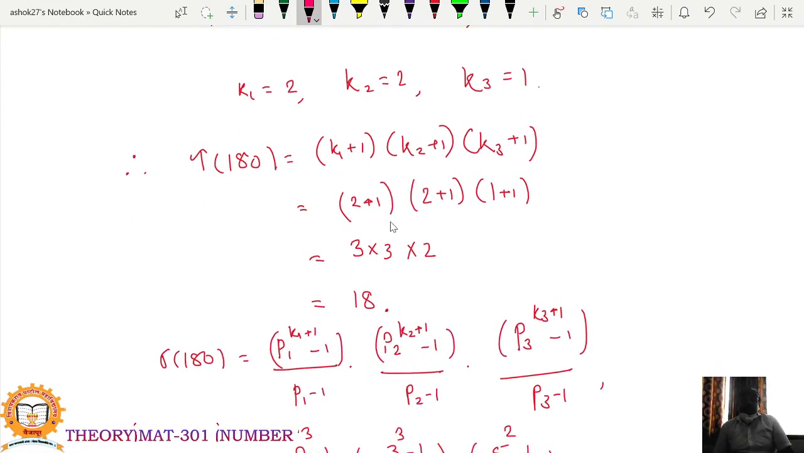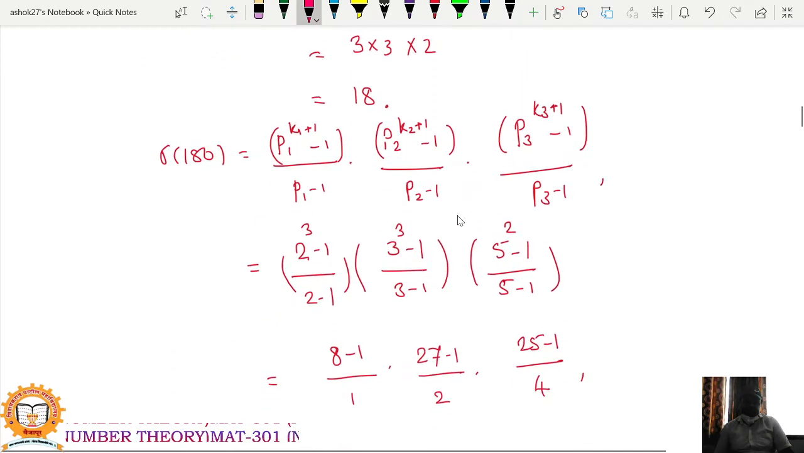See, it will be (2+1) into (2+1) into (1+1), that will be 3 into 3 into 2, which is nothing but 18. So tau of 180, the total number of positive divisors of 180, is 18. So directly you'll find it using this formula. And similarly, what is sigma of 180?